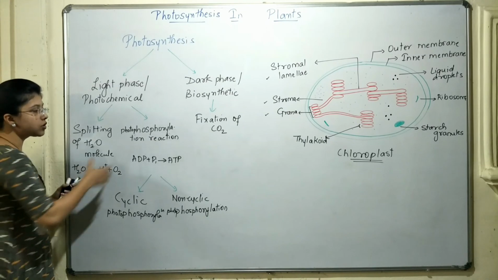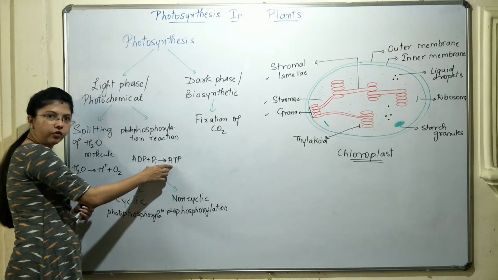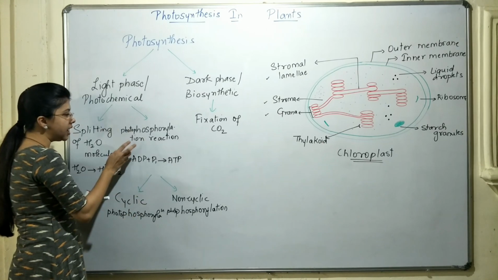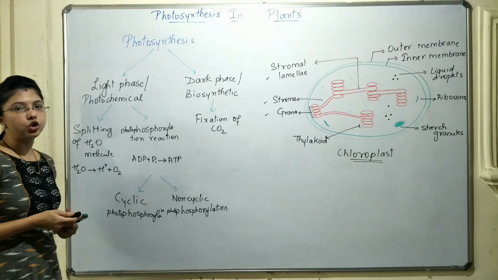So photophosphorylation is a process which involves formation of ATP. A phosphate group will be added. But it is called photophosphorylation because it is taking place in the presence of light.